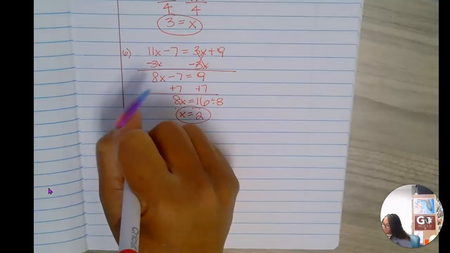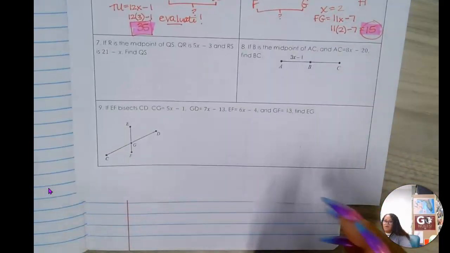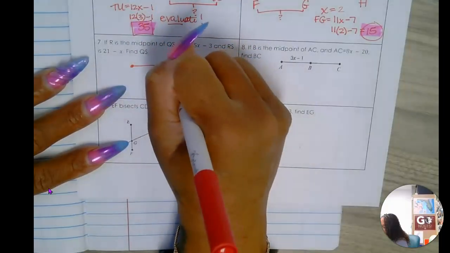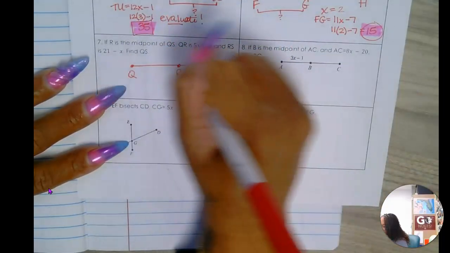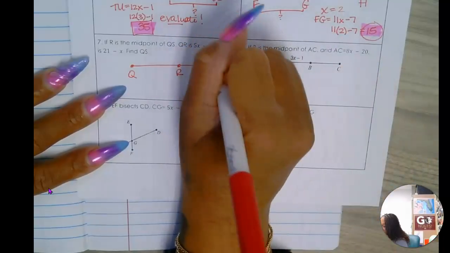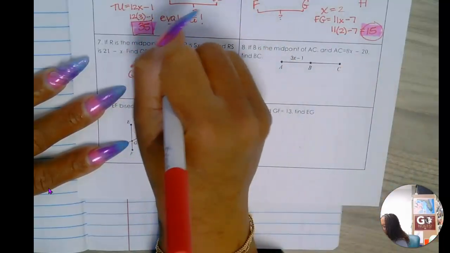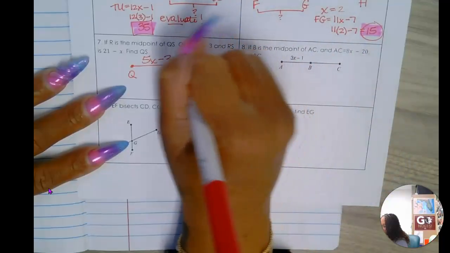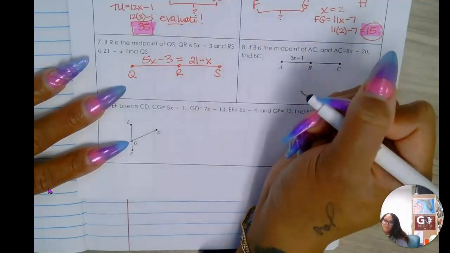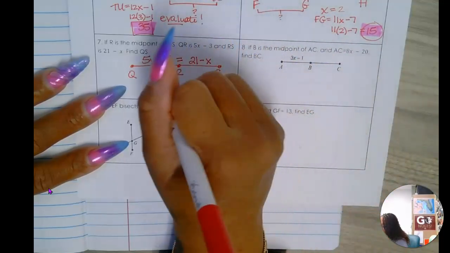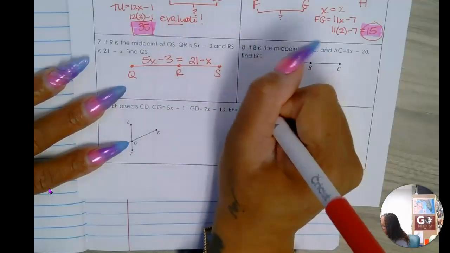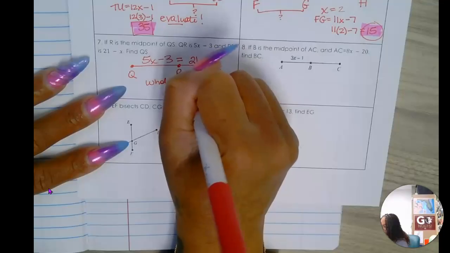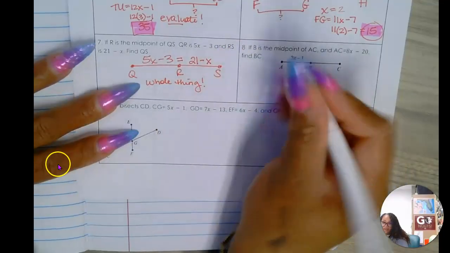All right, number 7. It says R is the midpoint. R is in the middle of QS. 5x minus 3 is QR. And RS is 21 minus x. Because this is the middle, these are the same. I need to find QS. Oh, that's the whole thing. I'll tell you what to do there in a second.